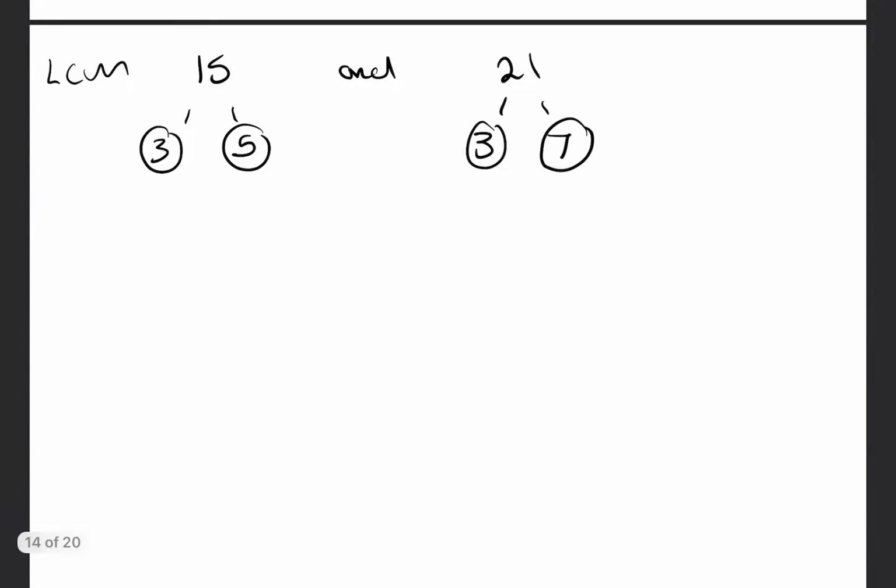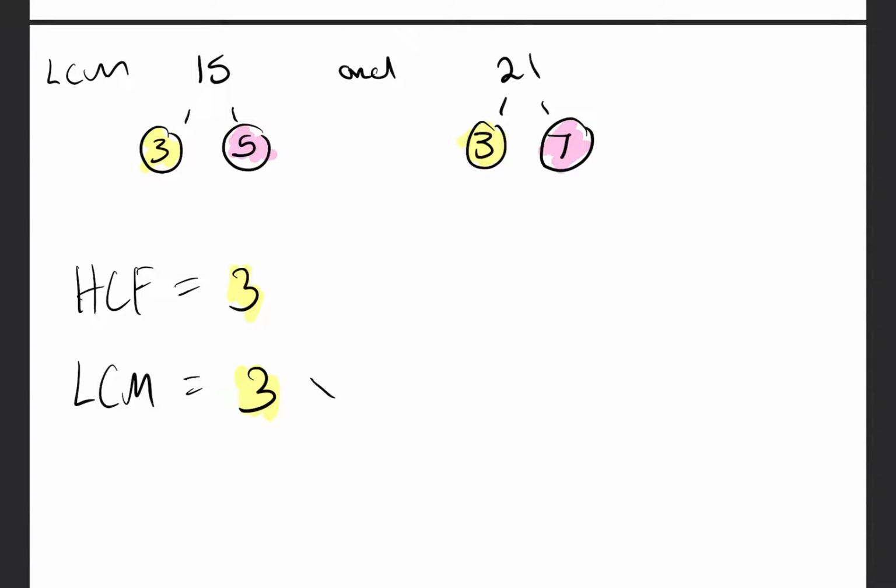Here, what's common? We've got a 3 and a 3. What's left over? A 5 and a 7. So highest common factor equals 3. That's it. Lowest common multiple is our highest common factor of 3 multiplied by what's left. And there we are, 5 times 7 times 3. You're going to get the same thing, 105. There we are, lowest common multiple.